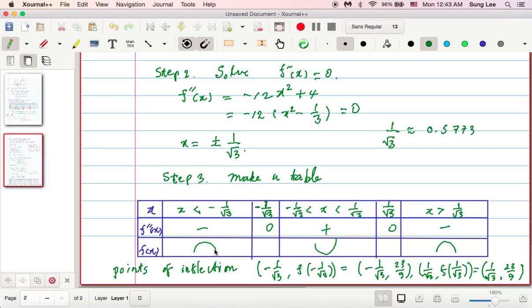And now we are going to write down the intervals on which the graph is concave up or concave down. So the graph is concave down from negative infinity to negative 1 over square root of 3 union 1 over square root of 3 to infinity. And between these two, the open interval, that's concave up, okay? So let's remember that.